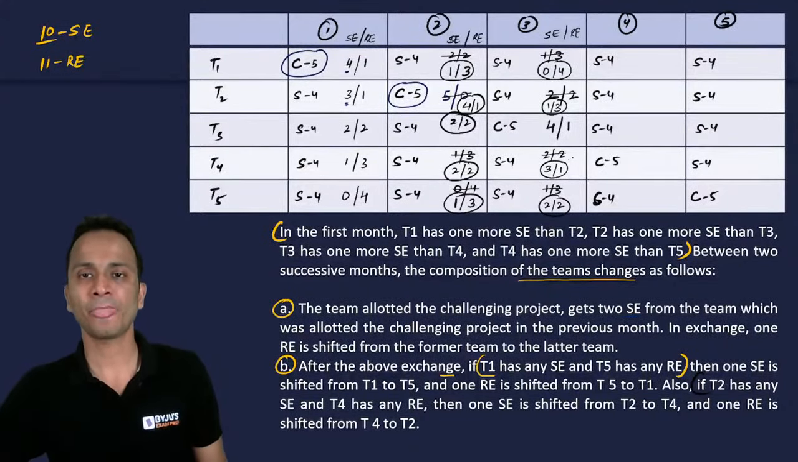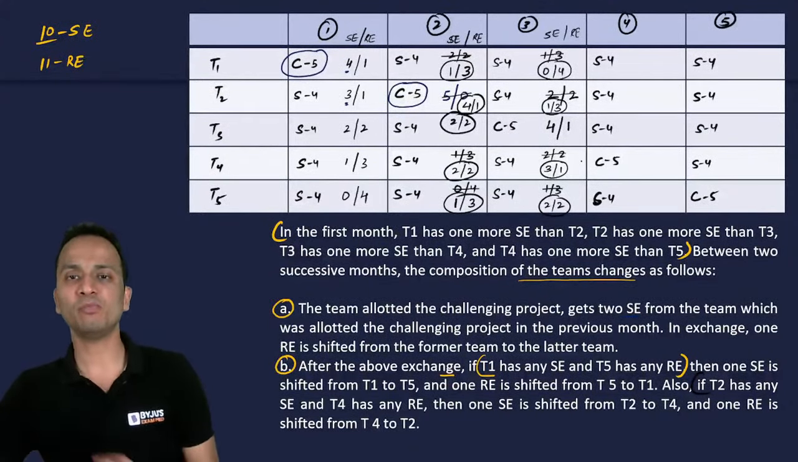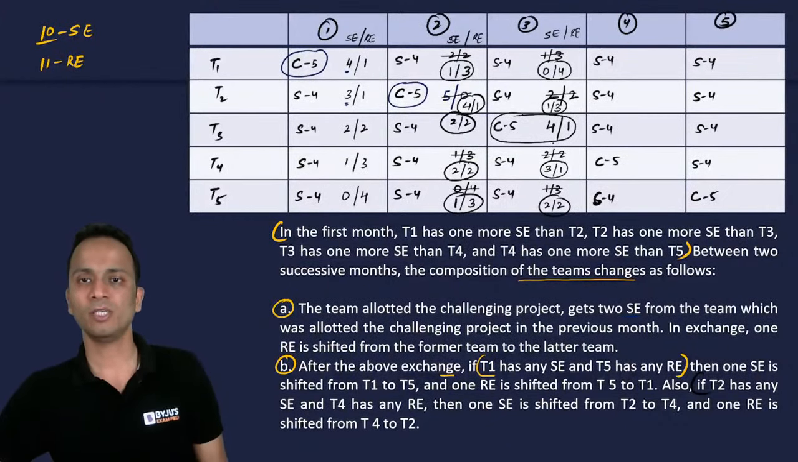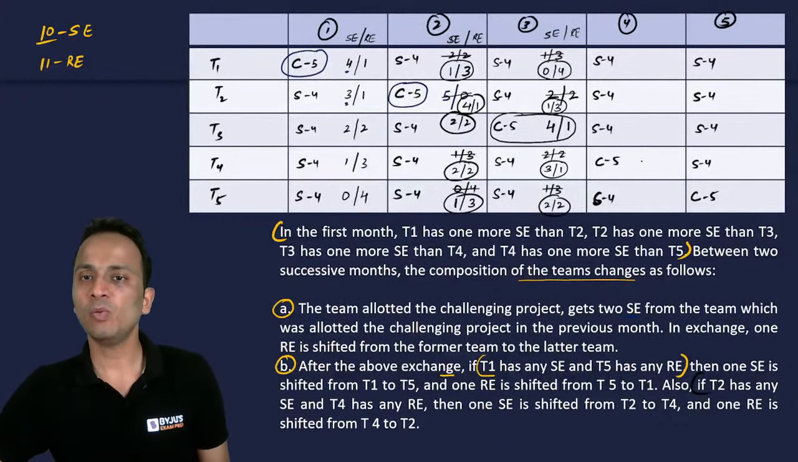Now let's do it from month number 3 to month number 4 in the similar manner. So this will be done between team 3 and team number 4. Okay, so special will increase by 2 for team number 4, so it will become 5, and regular will decrease by 1, it will become 0. For team number 3, special will reduce by 2 and regular will increase by 1. Okay, writing the number of employees for other teams as it is.